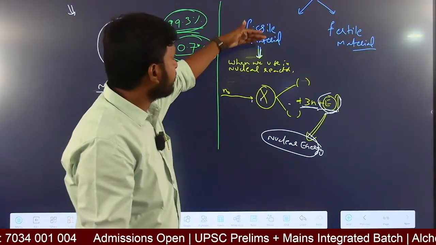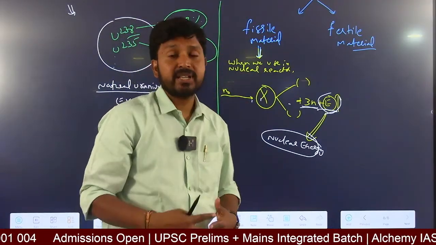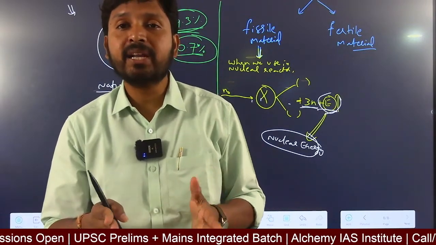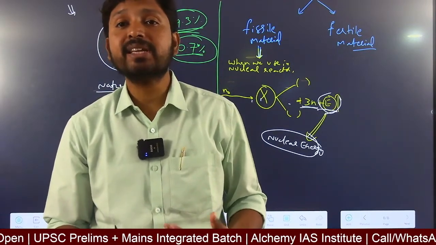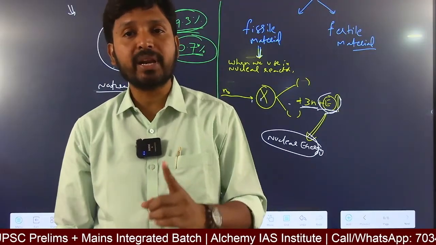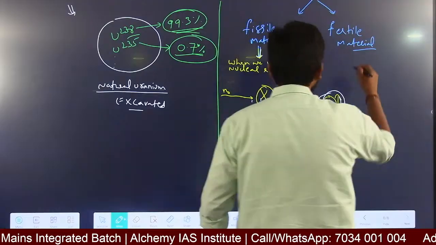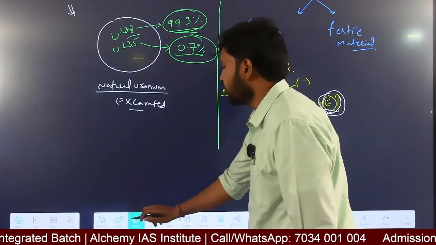So what is a fissile material? Fissile materials are those materials which, whenever bombarded with a neutron, will split, and in that process will release a huge amount of energy. Remember, a huge amount of energy is released. So what are these fertile materials?